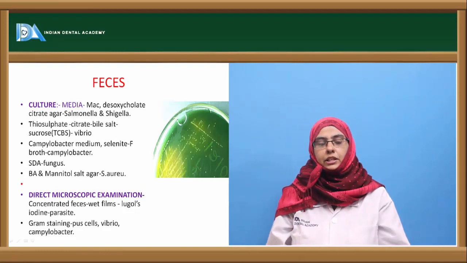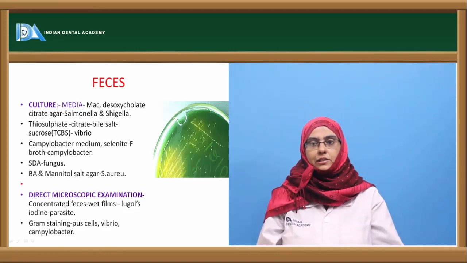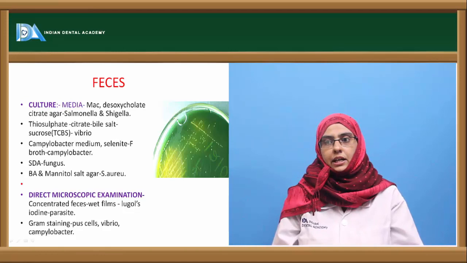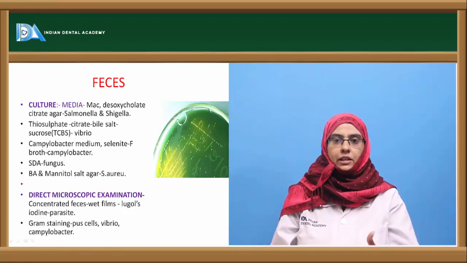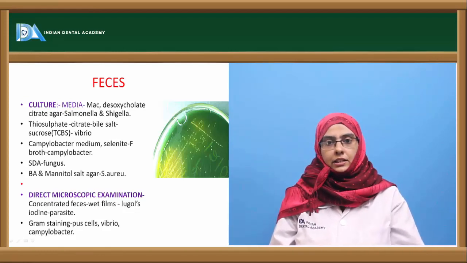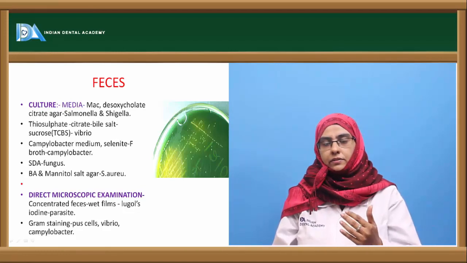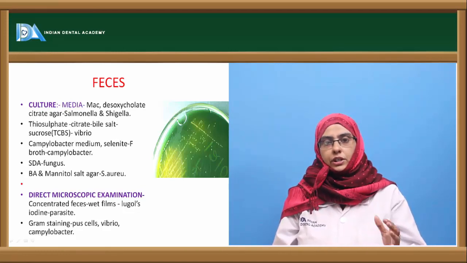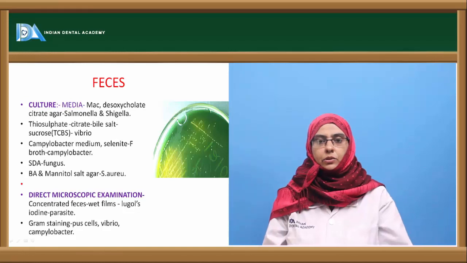And apart from that, you can use thiosulfate citrate bile salt sucrose (TCBS) agar for identifying Vibrio involved in cholera. And then there is the growth of the Campylobacter organism. So here we have Campylobacter medium to grow this organism.